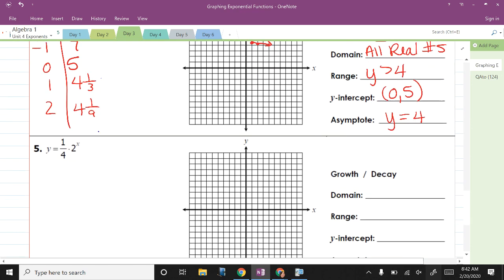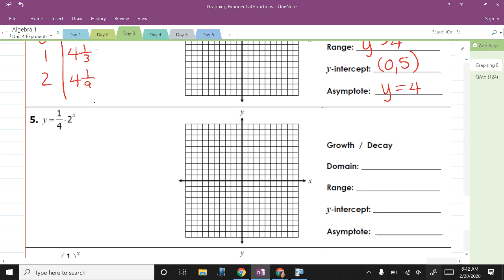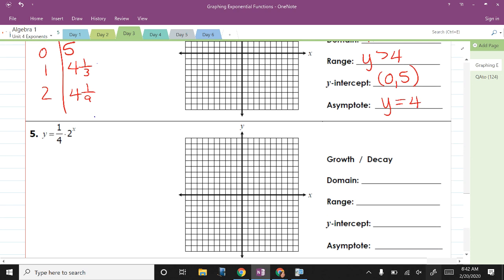Okay. Well, look at number 5. Number 5 is not shifting my asymptote, but it's multiplying. Here's my exponent part, 2 to the x. So is this going to be a growth or decay? It's going to be a growth. Y'all see that? If your base is bigger than 1, it's a growth. All right? But I'm multiplying it. After I do the exponent, I'm multiplying it times 1/4. Let's see. Yeah, depends on how big it gets.